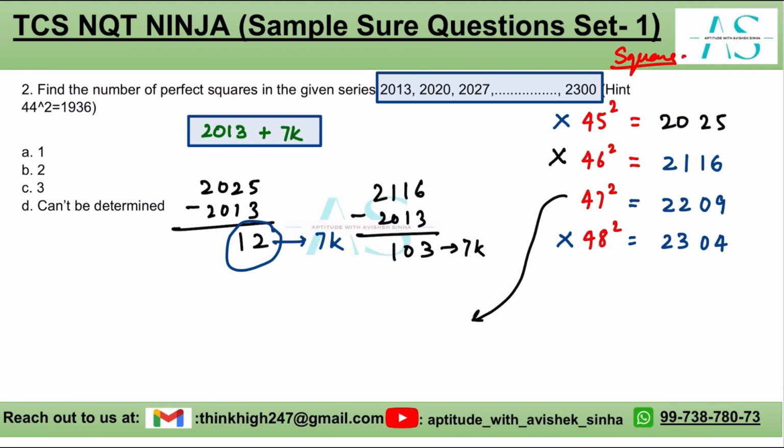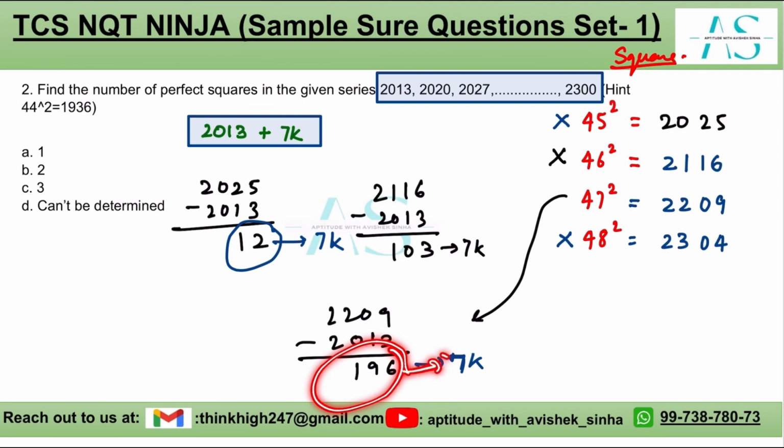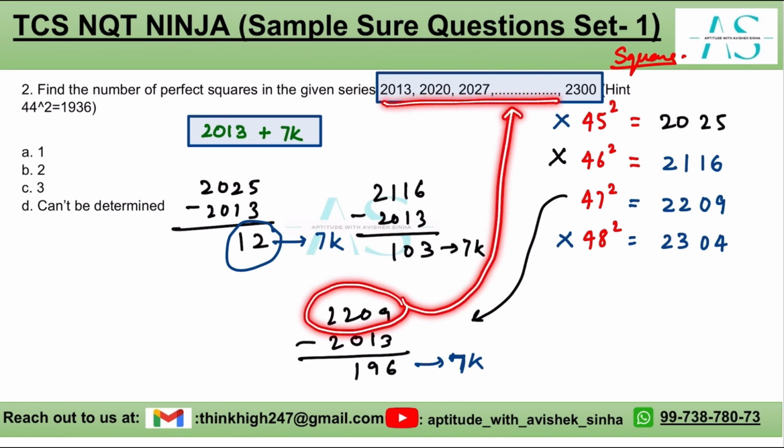Let's start with the last one. 2209 minus 2013, we get 196. So 196, let's see whether it is in the form of 7k or not. Divide this by 7. So you get 28. So yes, 196 is in the form of 7k, or it's a multiple of 7. Therefore, 2209 will be a part of this series.